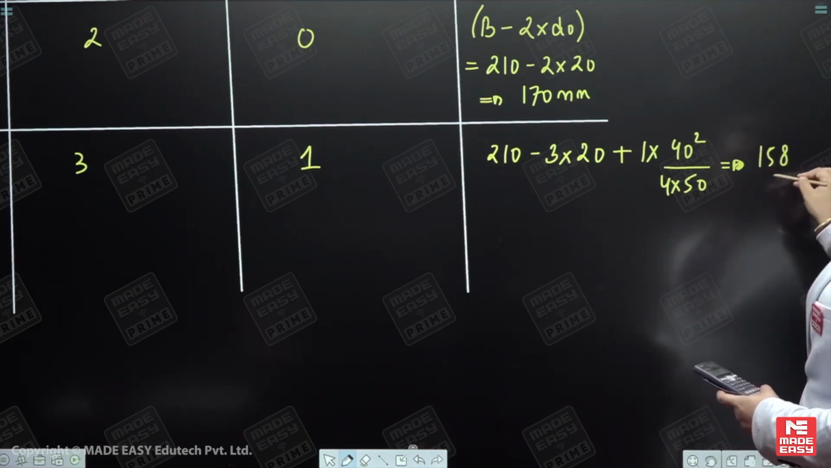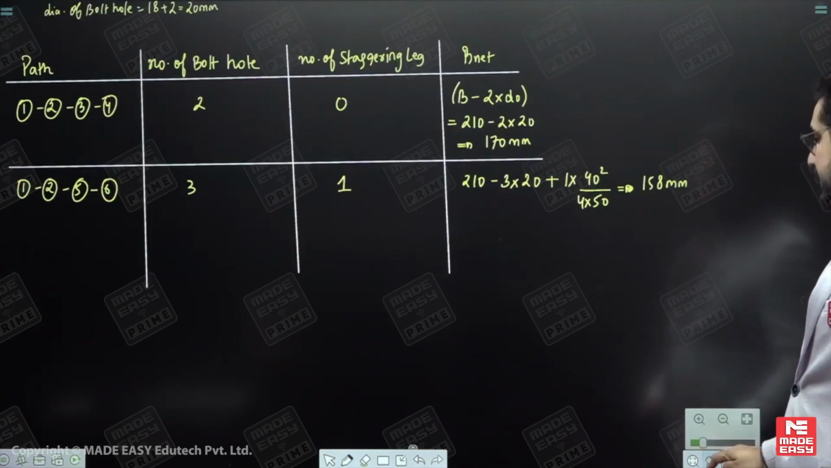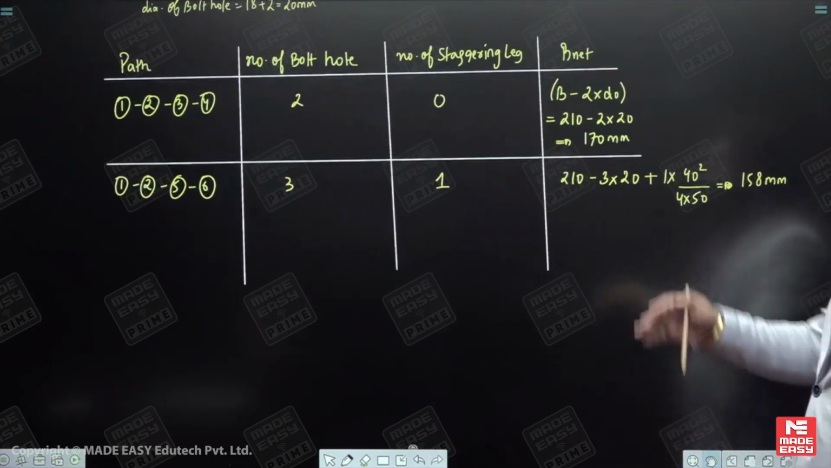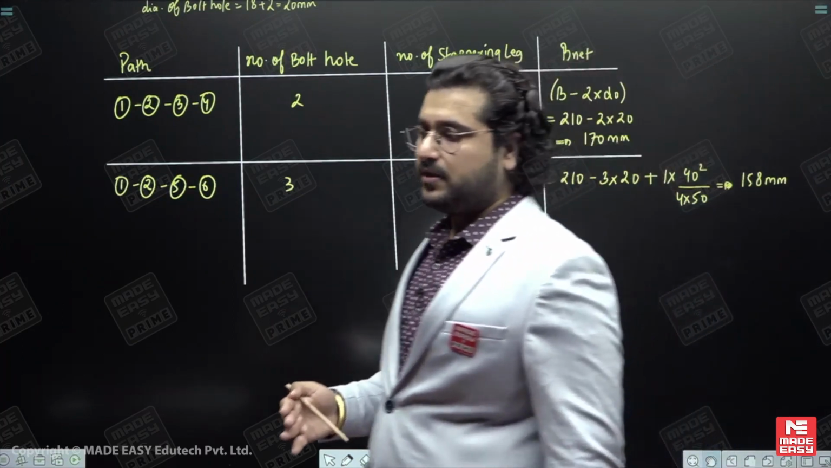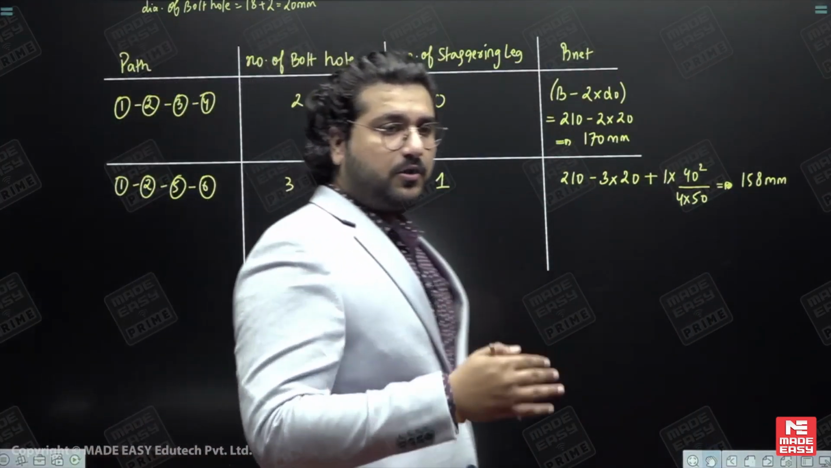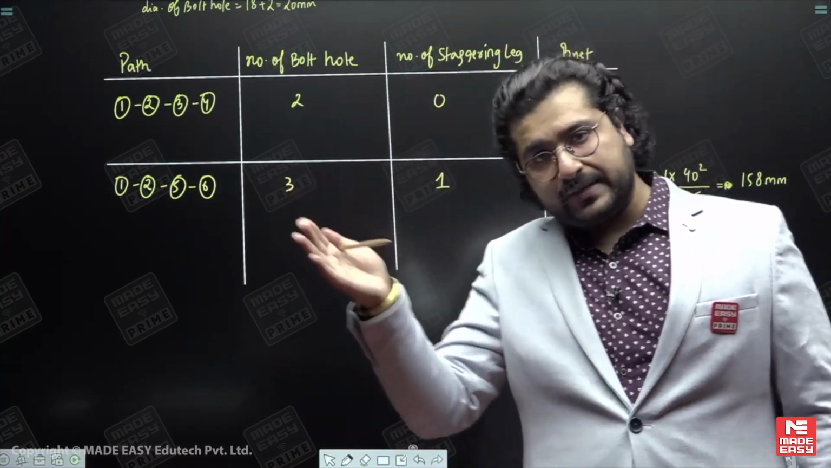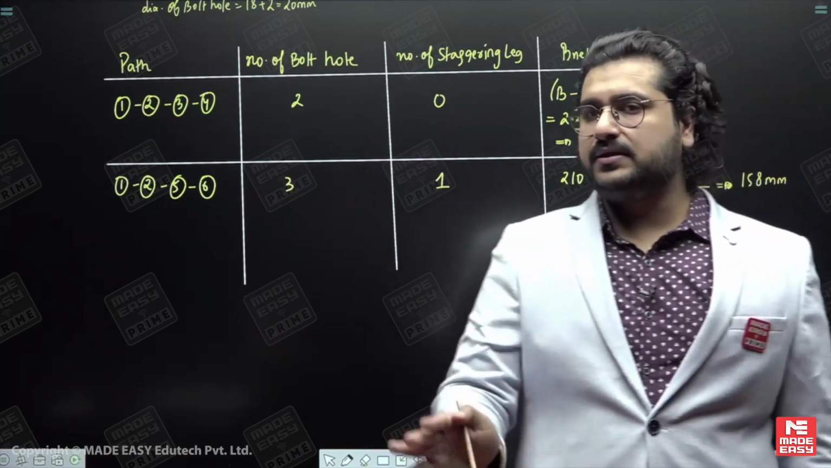So as you can see, this value is lesser than the previous value. Previously what we have got in the straight crack, in straight crack it came out to be 170 millimeters, but along path 1, 2, 5, 6, that means first the crack will initiate from 1 to 2, then an inclination from 2 to 5, and then the straight crack.